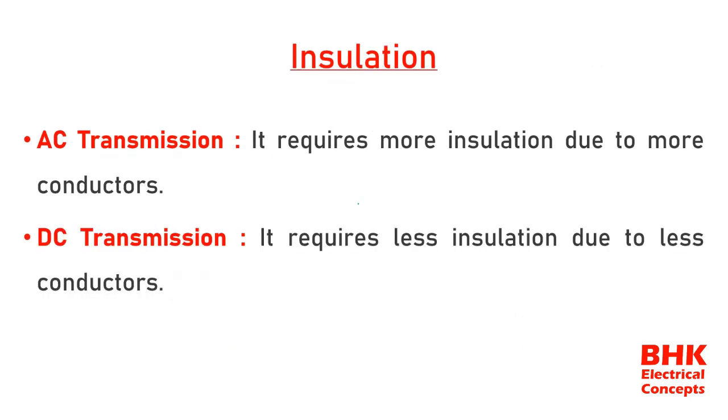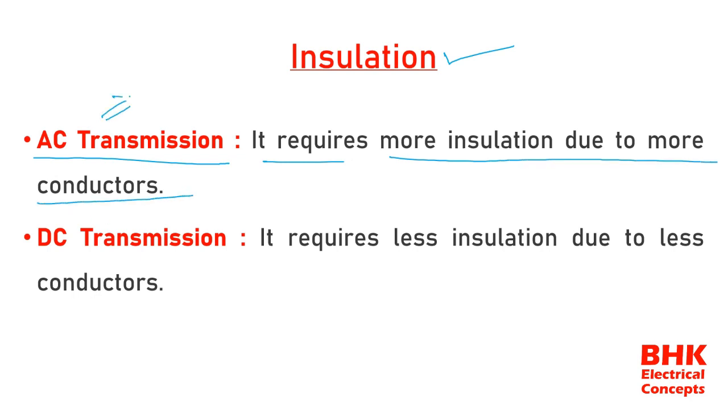And coming to the concept of insulation. In terms of insulation, AC transmission requires more insulation due to more conductors. In the AC transmission system we use 3 conductors, which is why the insulation required is always more. But in DC transmission we use only 2 conductors, which means compared to the AC system, DC requires less insulation.